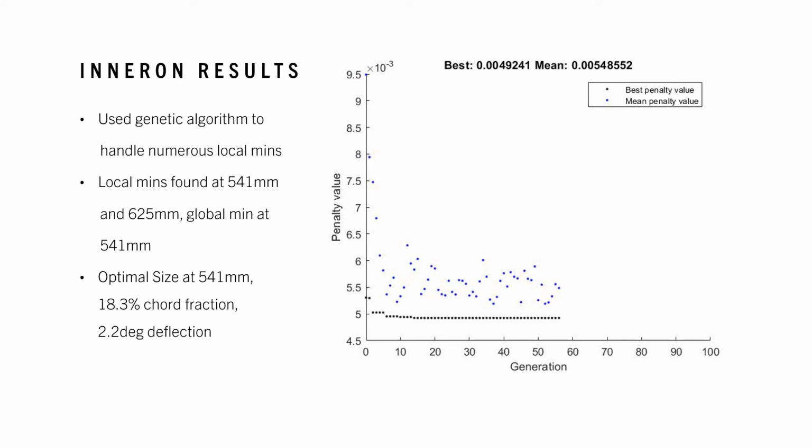And it found that this was at 541 millimeters for the starting position along the span, and it also found another local minimum at 625 millimeters occasionally, but the actual drag was lowest at the 541 millimeter position. And it found that the optimal amount of chord fraction was 18.3% with a 2.2 degree deflection.